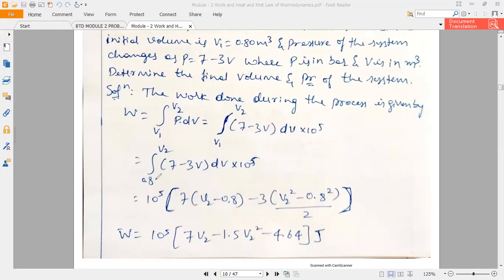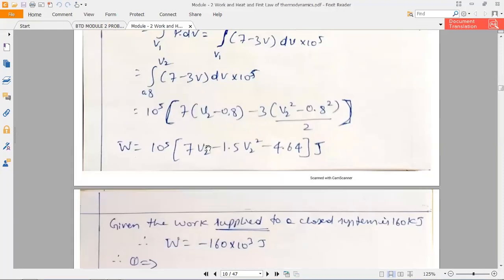Next, the initial value is 0.8, you know it. The limits are 0.8 to V2, (7 minus 3V) dV into 10 to the power of 5. 10 to the power of 5 is the constant, take it outside. Integrate this one. Integration of 7 is what? Integration of 7 is 7V, minus 3V square.